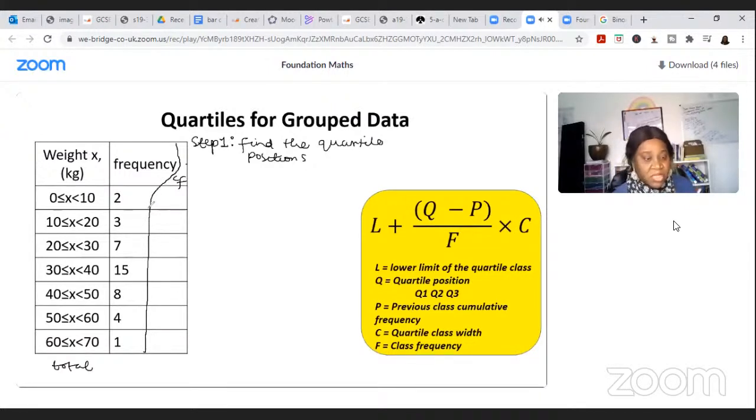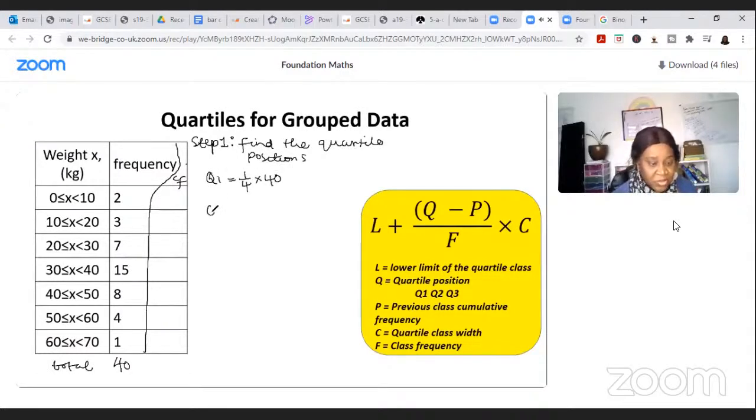Okay. So we determine the quartile positions first. We're going to extend that table to include a column for the cumulative frequency, and we're going to find what the total data is. Put that into your calculator and check what you get. I'm going to do it along with you. Okay, what did you get? 40.